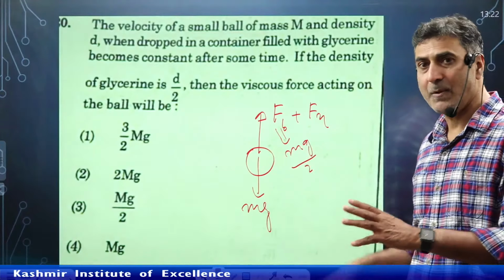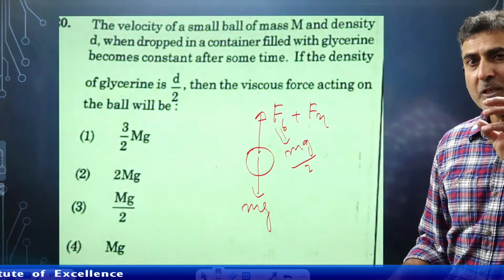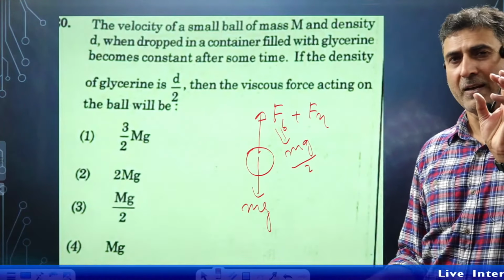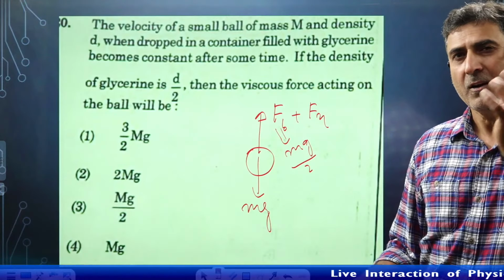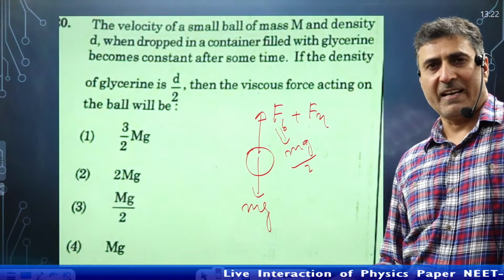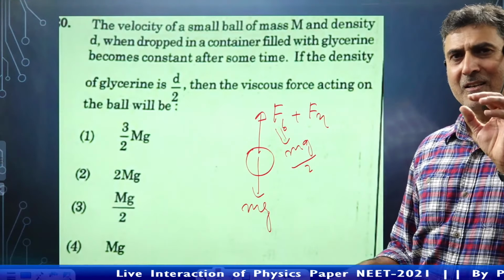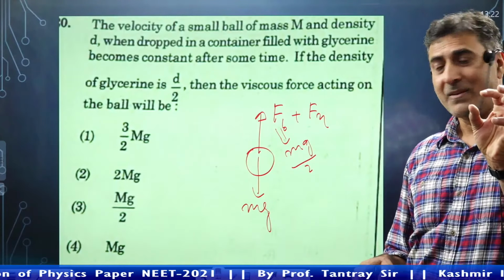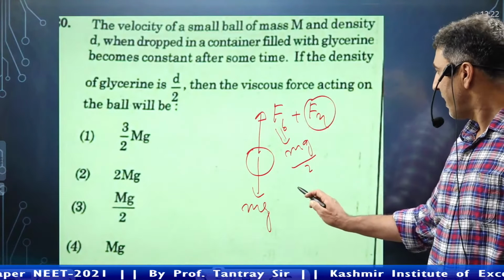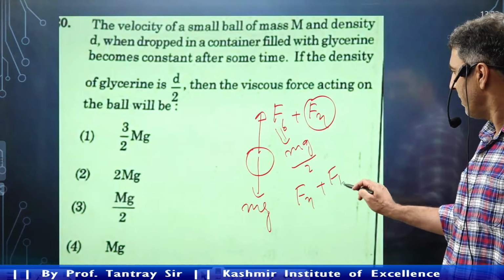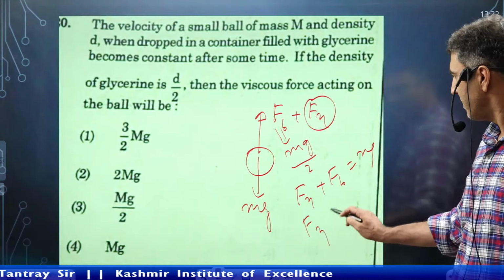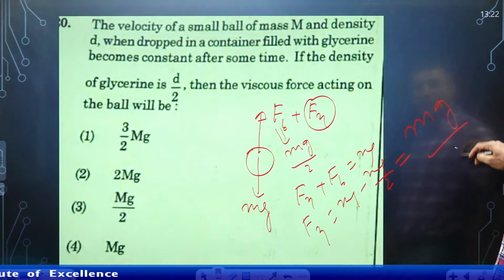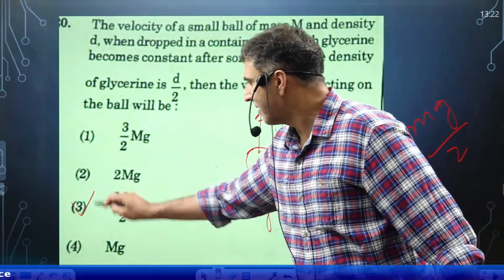When the density is half the density of the ball, the ball will displace mg by 2. Half of its own weight, this glycerin will displace, only because the density of the glycerin is half the density of the object itself. So you can do it like this: F viscous plus Fb is equal to mg. So F viscous is equal to mg minus mg by 2, that is mg by 2. This one is the answer.